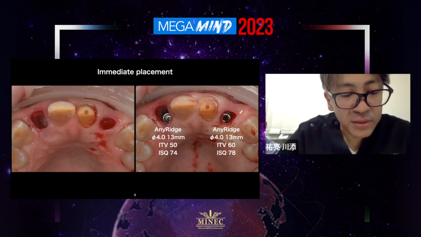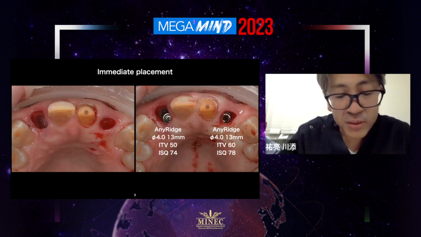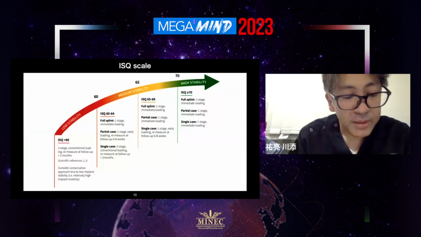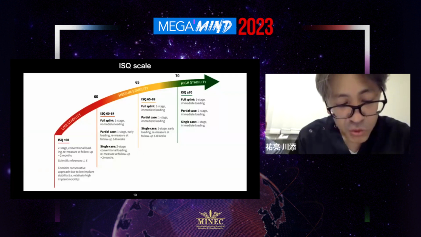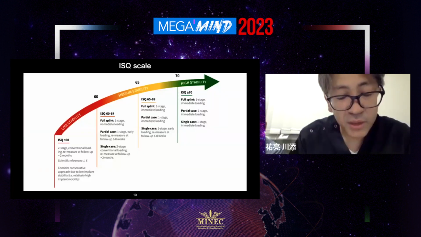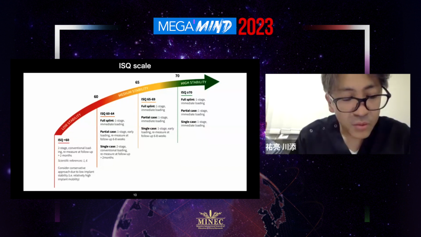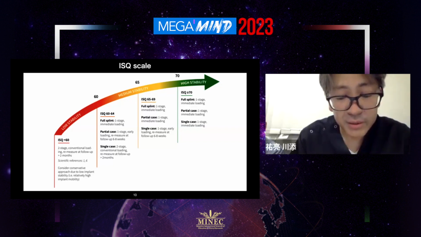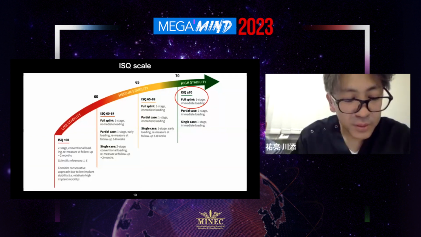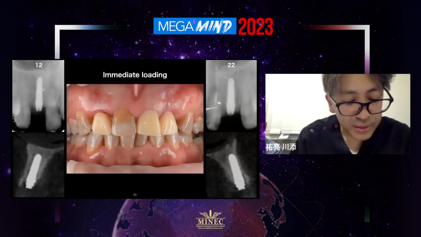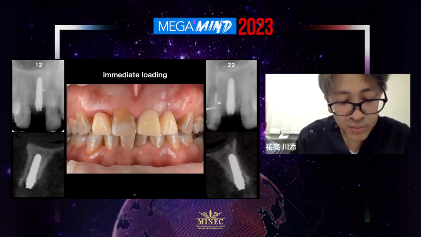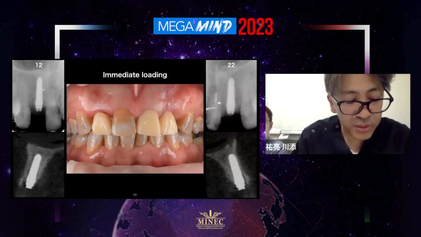I got such a good primary stability with the normal drilling protocol. This is the ISQ scale of Osstell company. According to this data, at an ISQ of 70 or higher, immediate loading is possible. In this case, immediate loading was performed because the conditions were met.